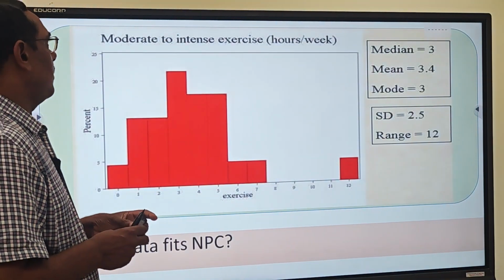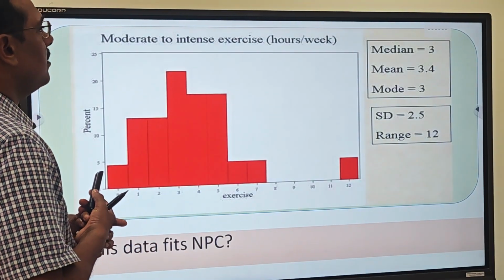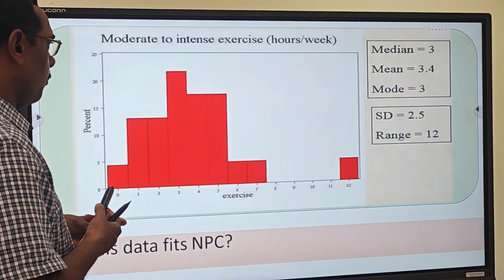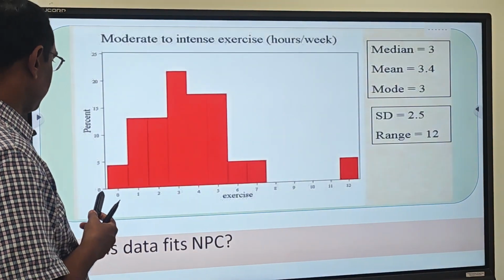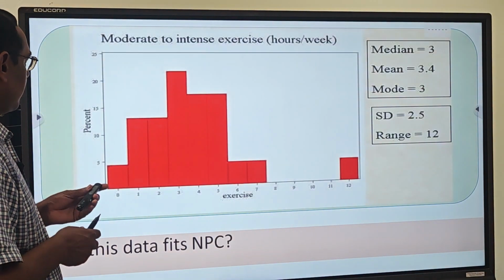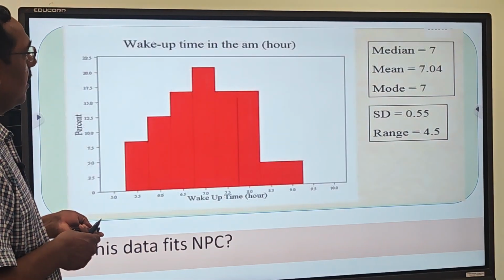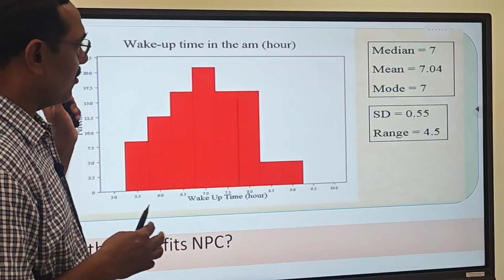So this is exercise hours per week. We have median 3, mean 3.4, mode 3, standard deviation 2.5 and range 12. Does it approximately near the normal curve? Next, we have the data on wake up time in the morning.